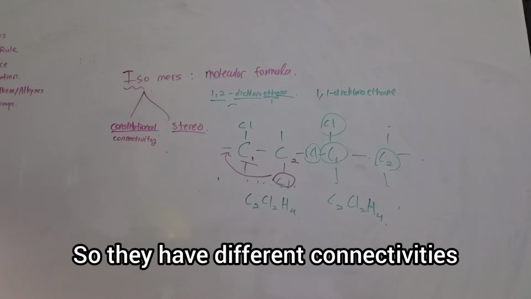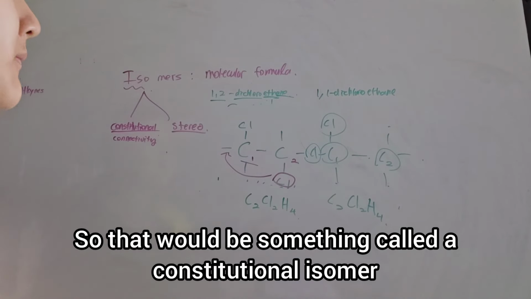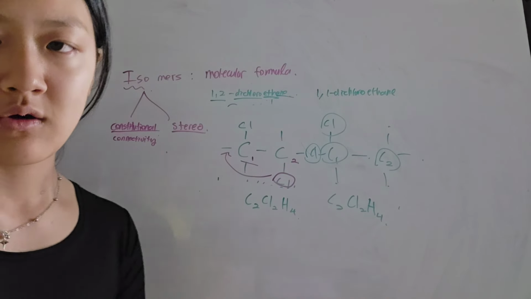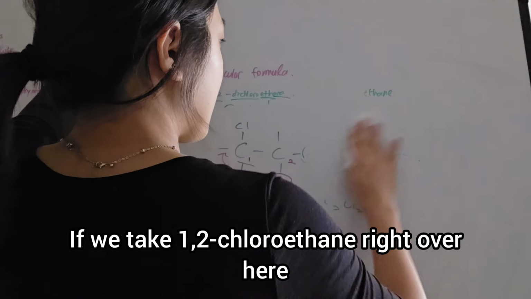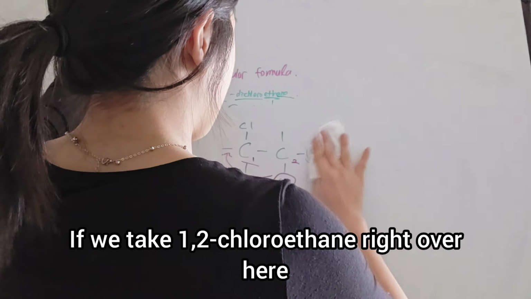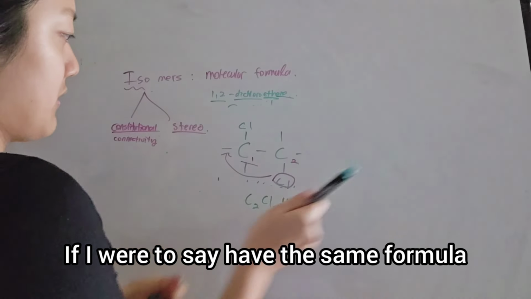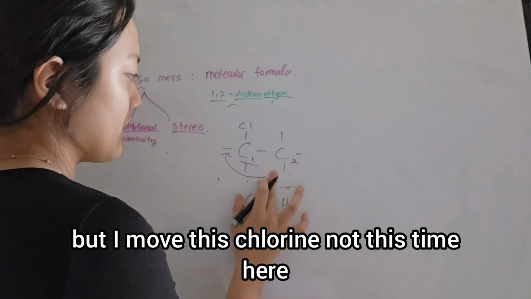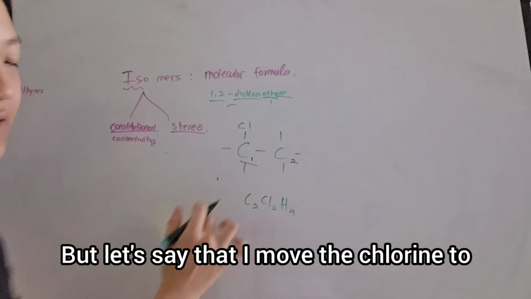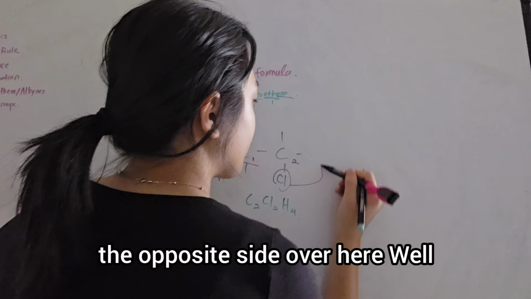So they have different connectivities. So that would be something called a constitutional isomer. Now, what is a stereoisomer? Well, a perfect example is 1,2-dichloroethane. If we take 1,2-dichloroethane, right over here, and if I were to, say, have the same formula, but I move this chlorine, not this time here, but let's say that I move the chlorine to the opposite side, over here.